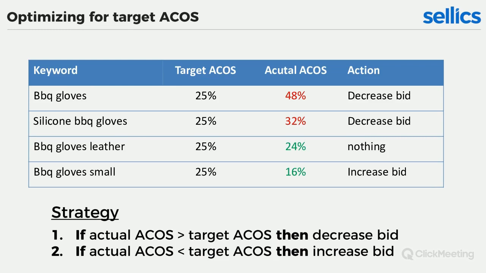So now what you could do is log in every day into your account and see if there are any keywords where the ACOS is above your target ACOS or below your target ACOS. And depending on this, you could then make some changes. Or you could use Sellics to automate this entire process by setting up rules, and those rules are exactly what I just showed here, those if-this-then-that kind of rules.